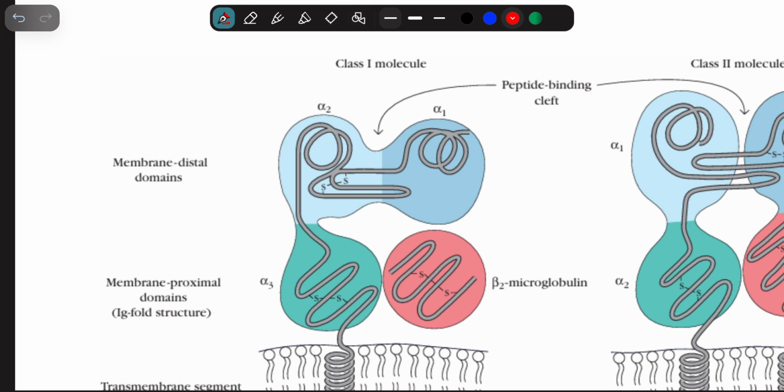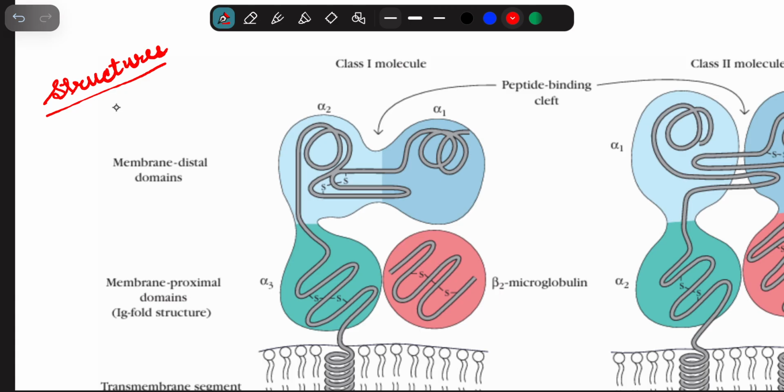Hello learners, in today's class we are going to understand the structures of the MHC class 1 molecules and MHC class 2 molecules. In my last lecture, I covered the basic details of MHC class 1, class 2 and class 3, as well as their functions and the role they play in the immune system of our body. Now today I have to discuss the structures of class 1 molecules and class 2 molecules.